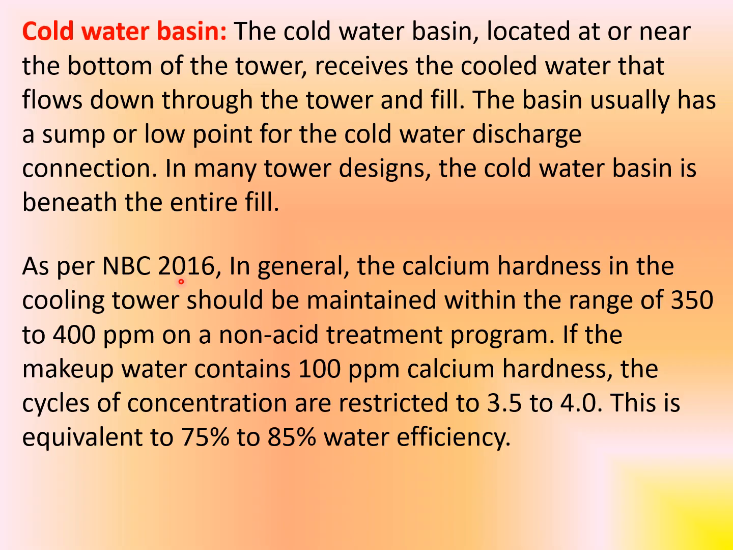As per National Building Code 2016, in general, the calcium hardness in the cooling tower makeup water should be maintained within the range of 350 to 400 ppm on a non-acid treatment program. If the makeup water contains 100 ppm calcium hardness, the cycles of concentration are restricted to 3.5 to 4. This is equivalent to 75% to 85% water efficiency.